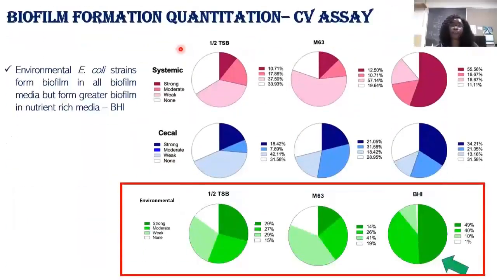Then for my biofilm formation quantitation using the CVRC, this is the part as well that I did.